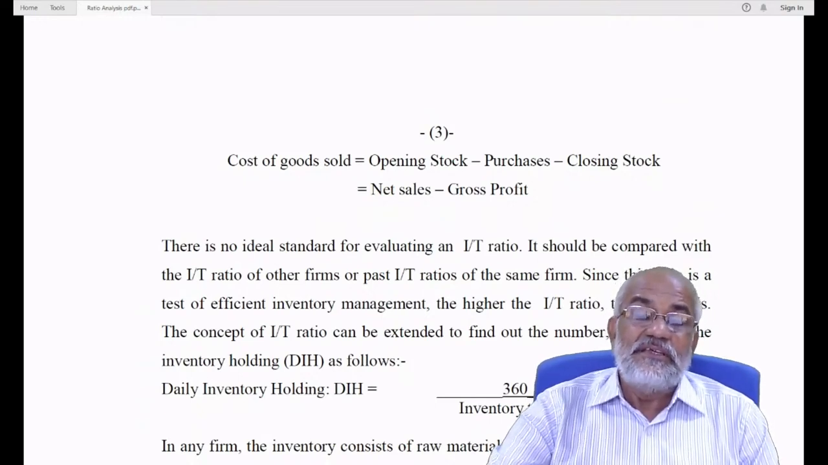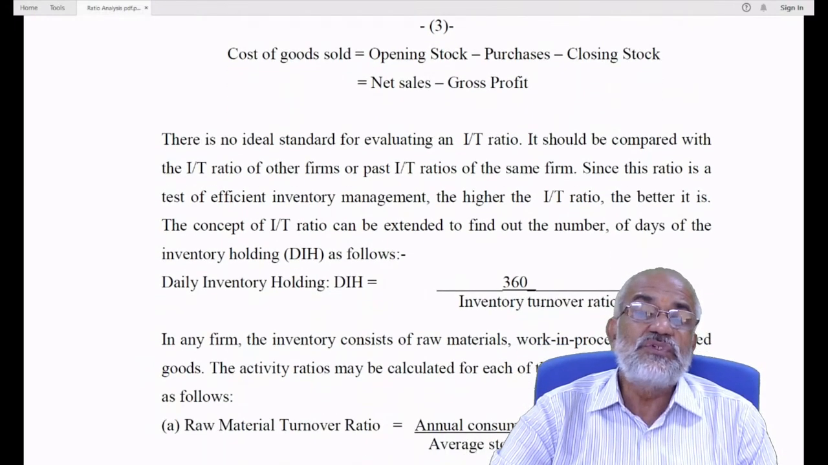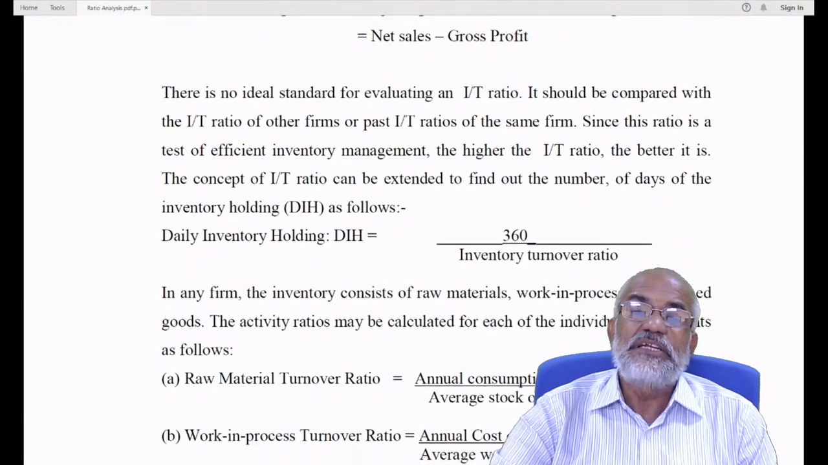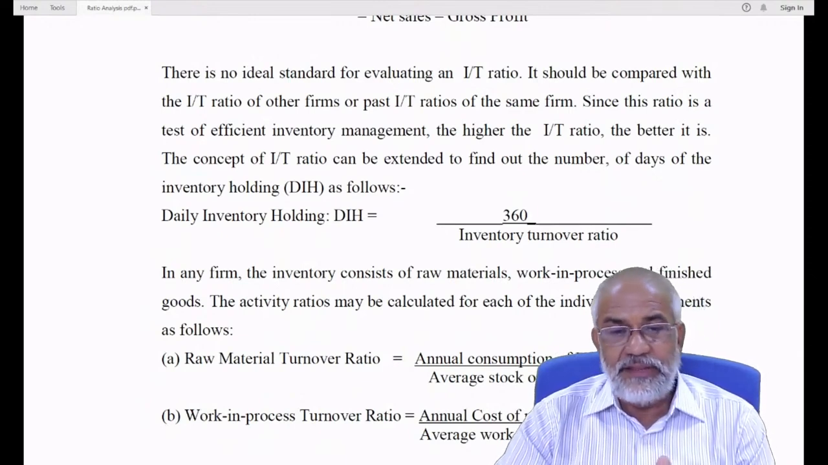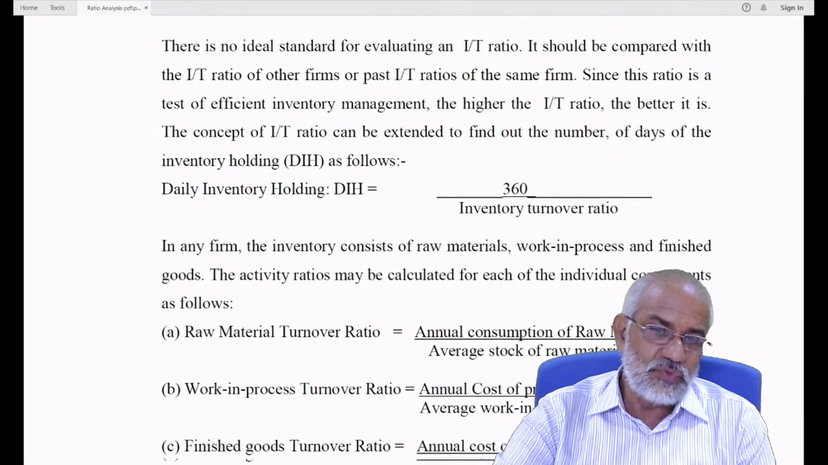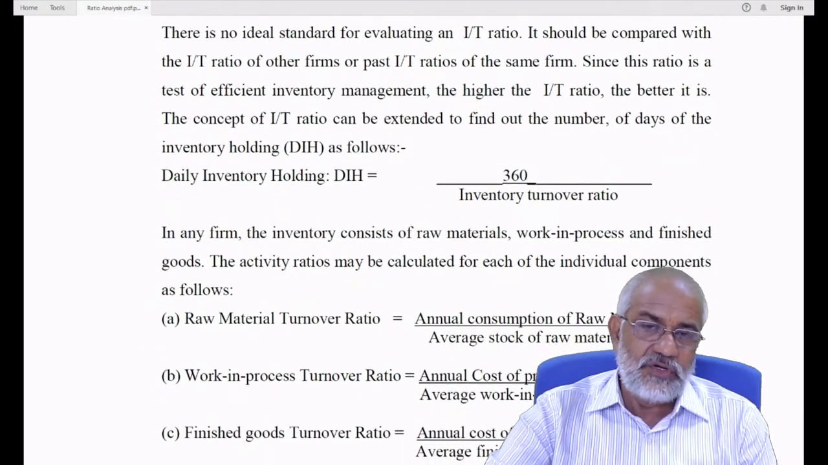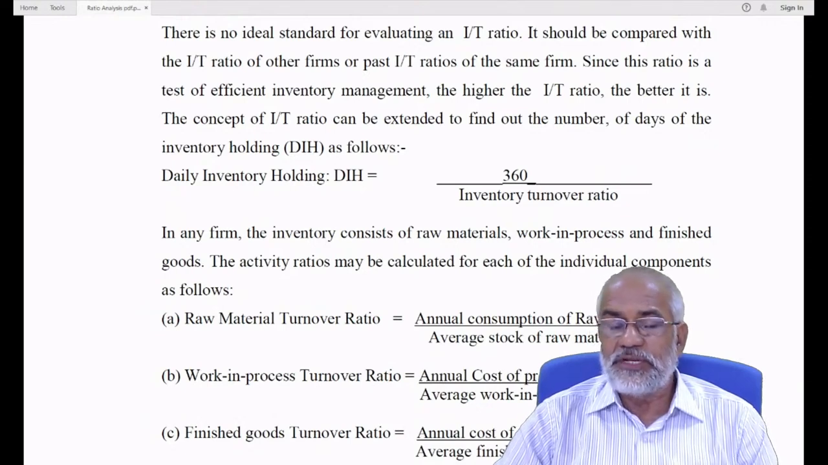If in a firm the inventory consists of raw materials, work in progress and finished goods, the activity ratios may be calculated for each of the individual components as follows. We are very much aware that the inventory is the combination of inventory of raw materials, inventory of work in process, and the inventory of finished goods or finished products. So the inventory turnover ratio is to be segregated into raw material turnover ratio, work in progress turnover ratio, and finished goods turnover ratio.